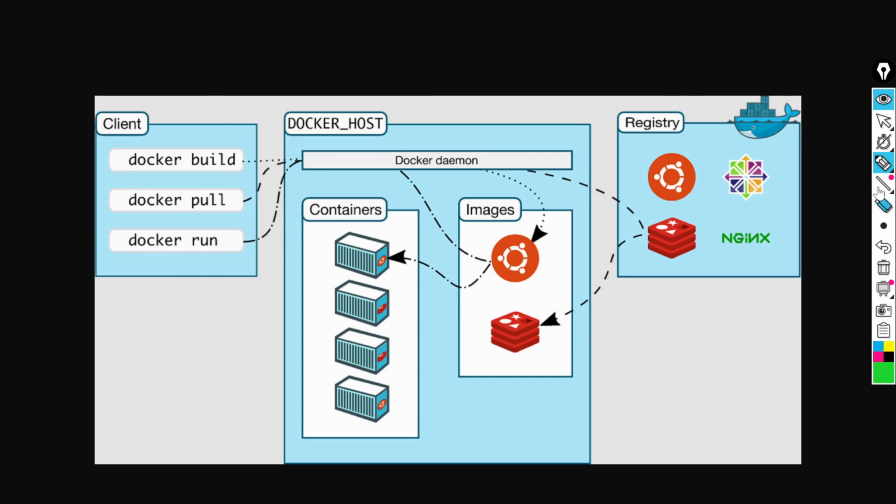Now we are going to see what exactly build does. The client is like a CLI where we write commands. The Docker host has a Docker daemon, which runs the actual commands we pass from the Docker client, and the actual work is done by the Docker daemon. If you run a Docker build, it means that with the help of your Dockerfile, it builds an image.